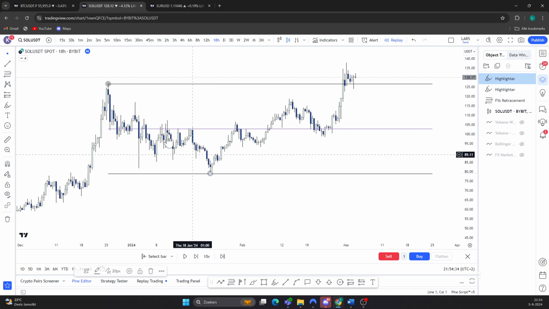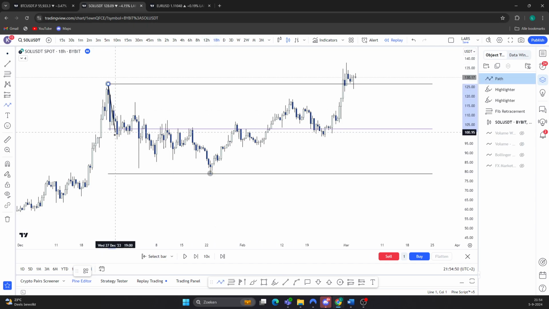Because to get from our range high to our range low, we need to have some sort of downward structure. Otherwise, how do we go from point A to point B? We need to go down, so probably have some sort of downward structure. So applying my market structure on the 18-hour, we can see a high, a low, a lower high, a lower low, a lower high, and a lower low. Let's represent it in red.